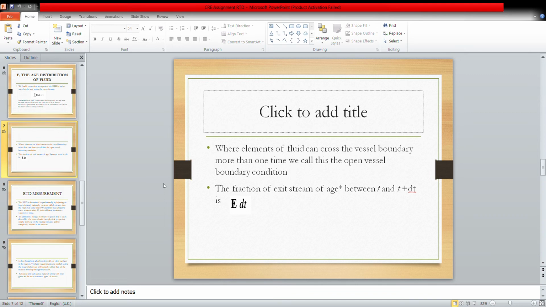The fraction of exit stream of age between t and t plus dt, that is, when we take a small time dt. So between time t and time t plus dt, the fraction of exit stream of age is E dt.